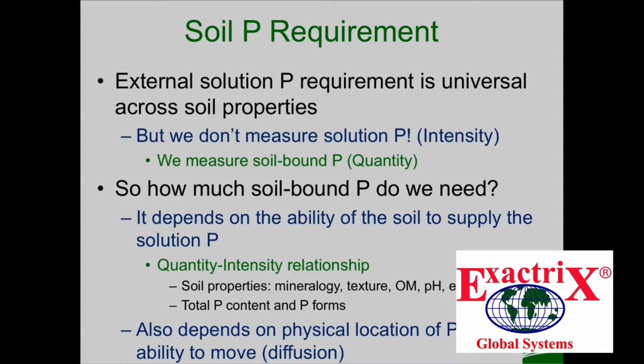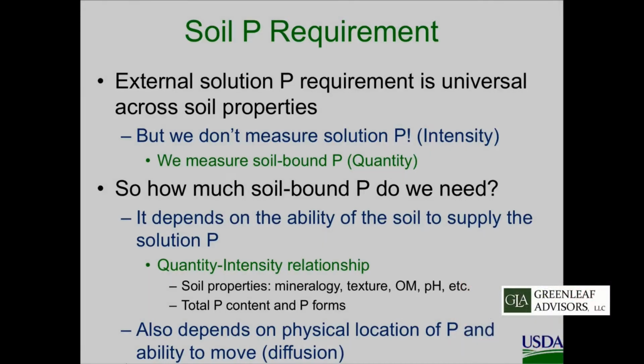So, how do we know how much soil-bound phosphorus we need? Well, first of all, it depends on the external solution P requirement for that plant, and it depends on the ability of the soil to keep resupplying that solution. In other words, it depends on the quantity-intensity relationship for that soil, which is a measurement of the ability of that soil to just keep replenishing that solution with phosphorus. And that quantity-intensity relationship is a function of soil properties: mineralogy, texture, organic matter, pH. Also total phosphorus, obviously, the amount of phosphorus in the soil is going to make some difference, right? And the chemical form of that phosphorus.